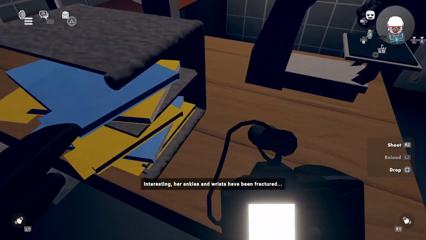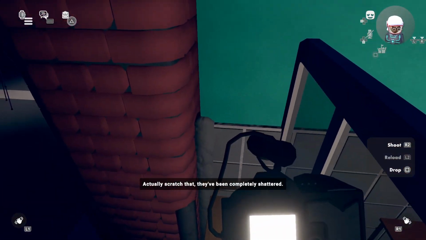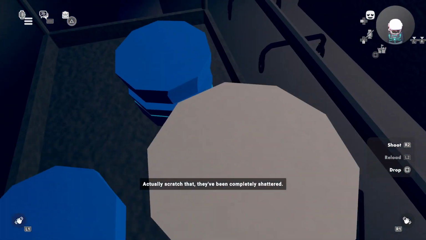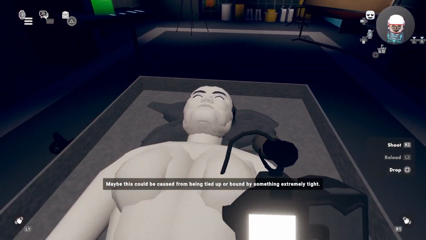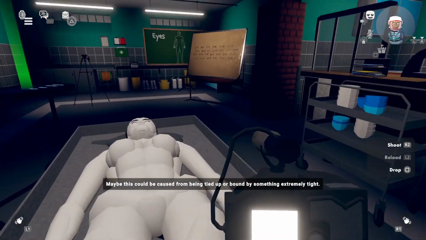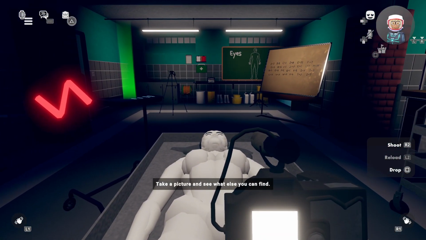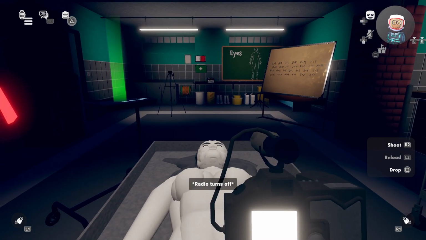Interesting. Her ankles and wrists have been fractured. Scratch that. They've been completely shattered. Maybe this could be caused from being tied up or bound by something extremely tight. Take a picture and see what else you can find.